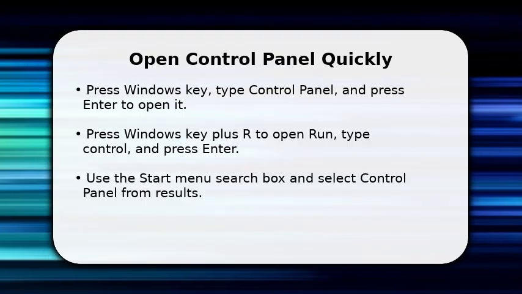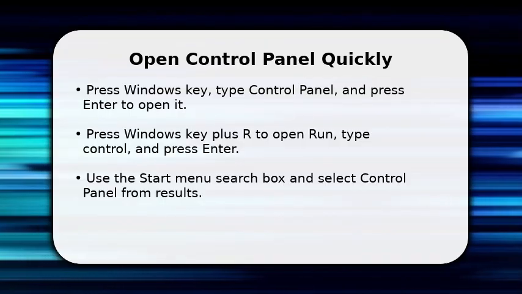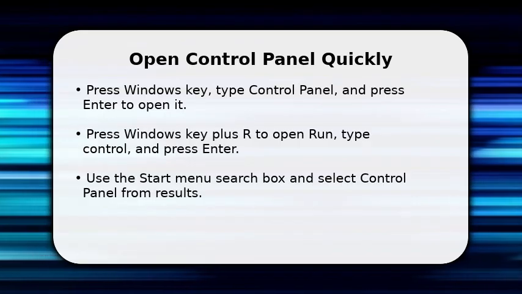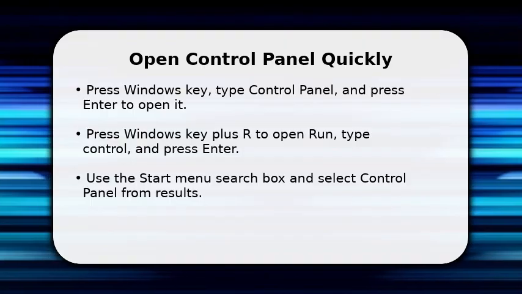Alternatively, press Windows key plus R to open the Run dialog immediately. Type Control into the Run field and press Enter to launch Control Panel directly. Both methods bring up the same Control Panel applet ready for navigation and settings changes.